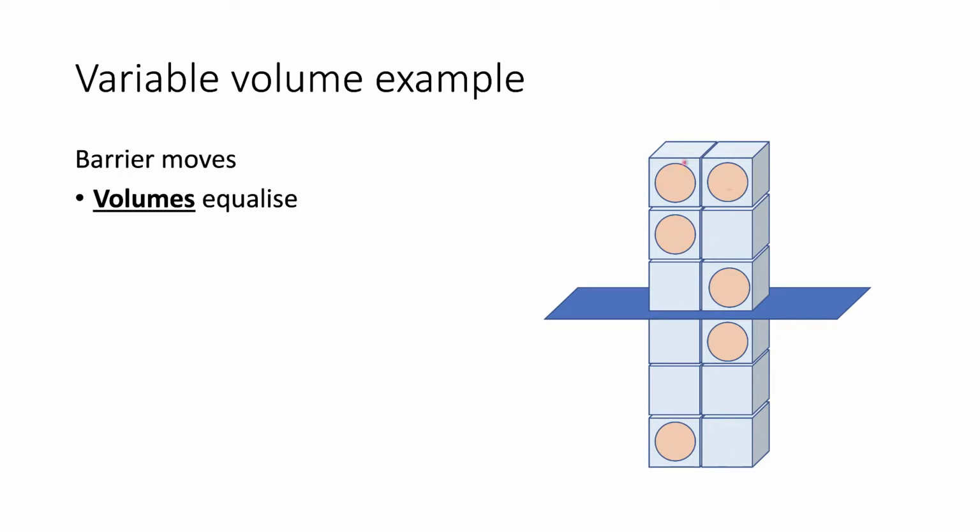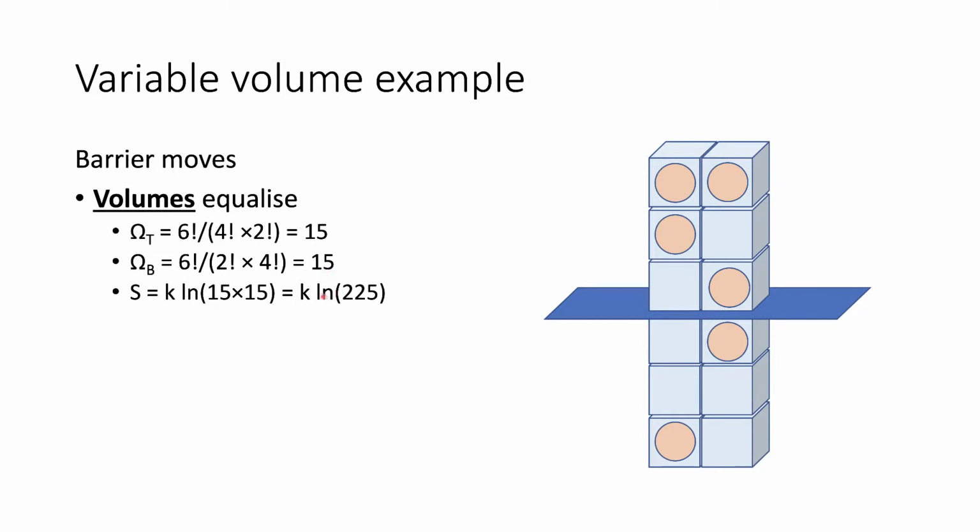So let's calculate the multiplicity of the top. Well, we have 6 sites total. We have 4 gas molecules and 2 spaces, so our multiplicity is 15. At the bottom, we have a very similar situation where we have 6 lattice sites. 2 of them are occupied, 4 are unoccupied, so we actually end up with the same multiplicity. When we calculate our overall entropy, we end up with a log 225. That's a substantial increase on what we had before.